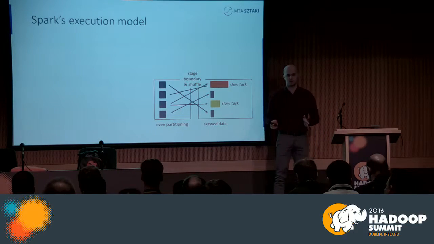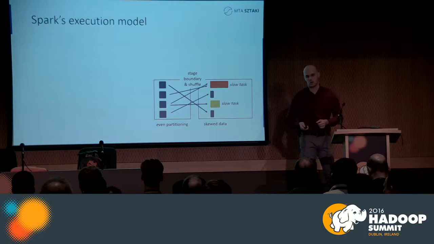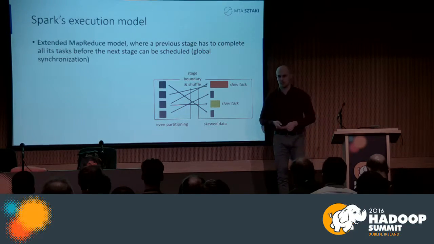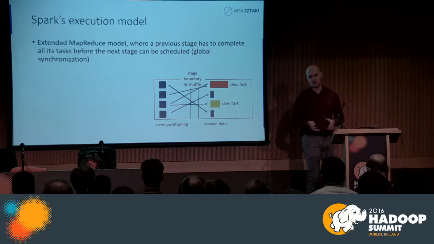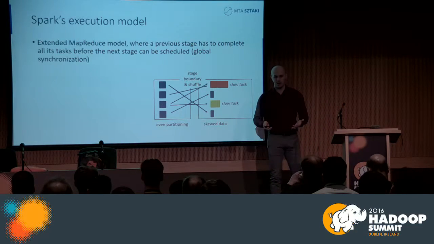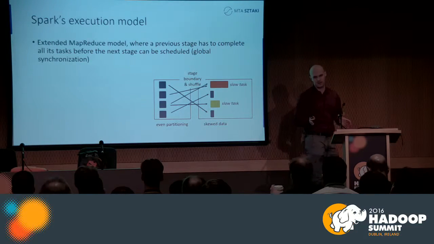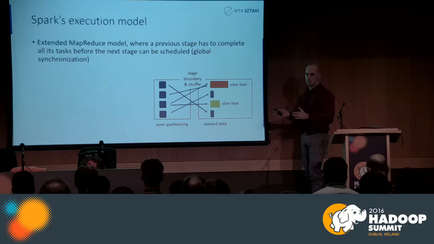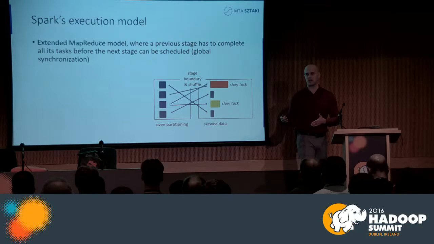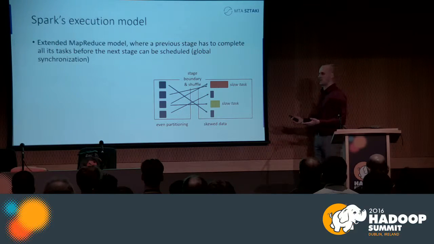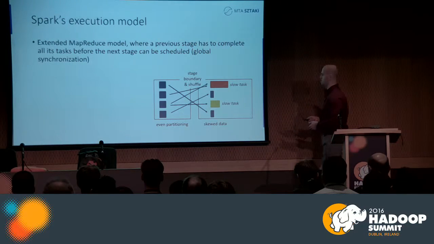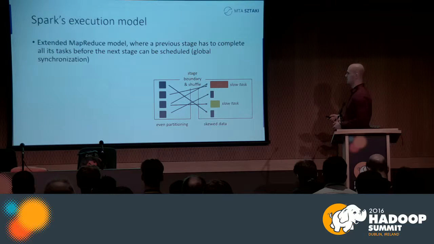So before we go any further, let's take a deep dive into the execution model. We are not going to go too deep, but we have a very important thing to remember here. Spark is basically, of course, an extended MapReduce model. And the key thing is that a previous stage has to complete all its tasks before the next stage, or tasks from the next stage, can be scheduled. This is something that we usually call a global synchronization. And this is usually called the shuffle phase as well.